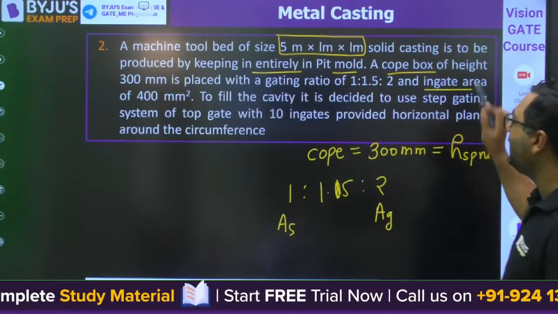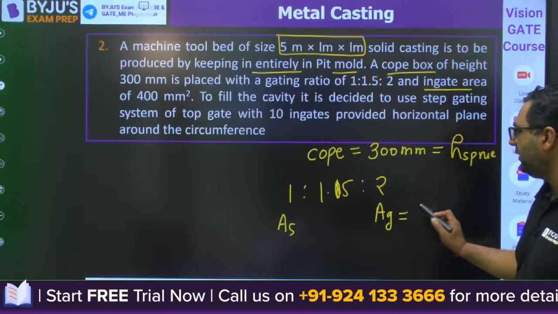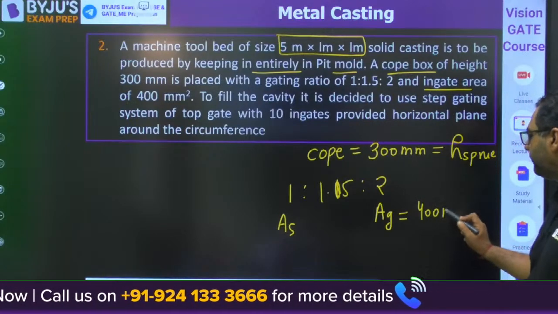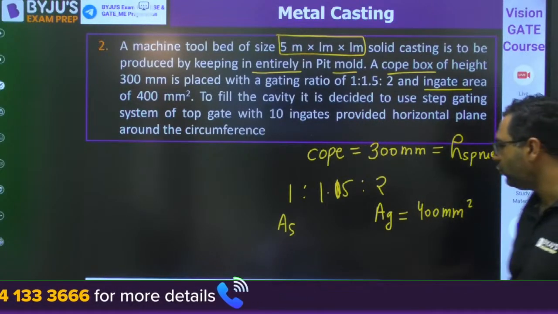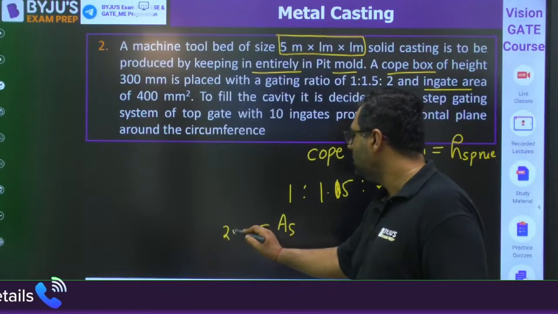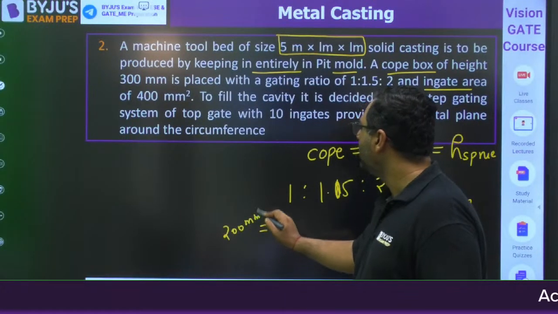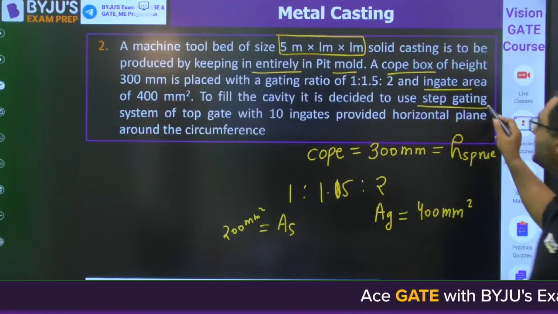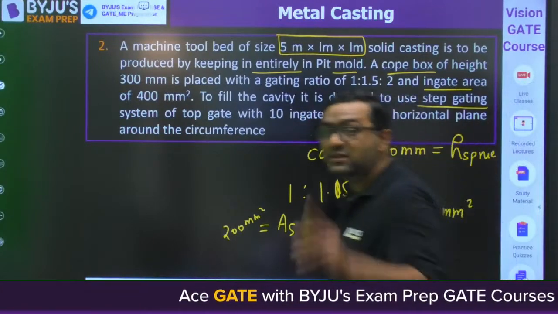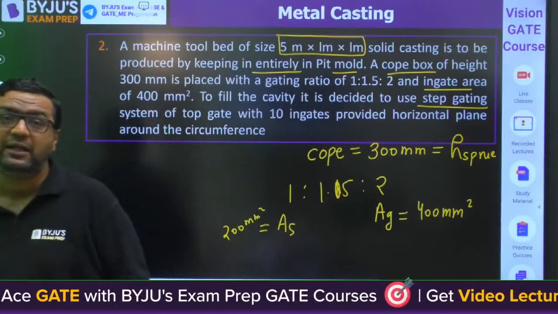Then they are saying in-gate area. Already they have given the in-gate area to be 400 mm square. So obviously the sprue area will be 200 mm square. So you can see the data given. To fill the cavity, it is decided to use a step gating system. This is the first time you would be doing a numerical on a stepped gating system.